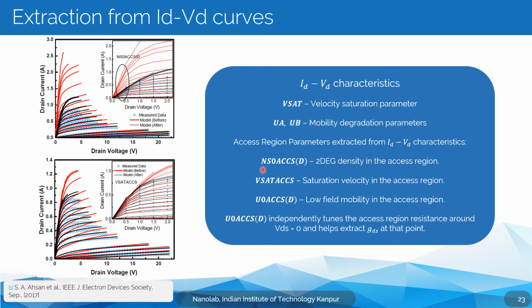Then NS naught ACCS basically is the 2-day concentration in the access region on the drain side. So changing this basically changes your drain side access region resistance. And VSAT ACCS is the saturation velocity of the access regions, which again, as you might know from the physics, the access regions also have a 2-day in them, so they have a certain saturation velocity. And then the access region resistance mobility at the drain side and at the source side as well.